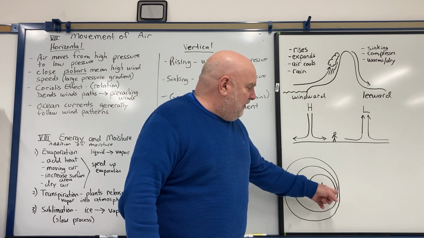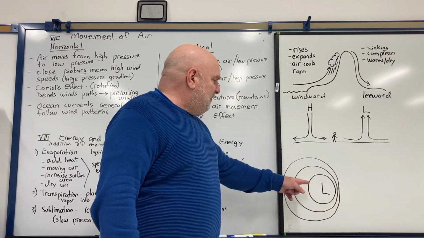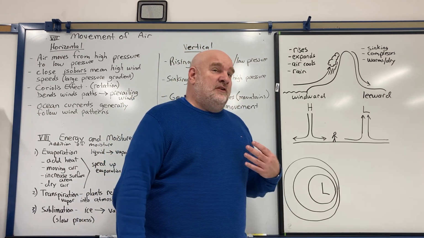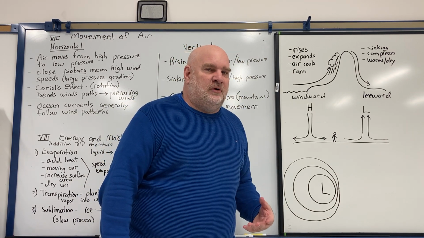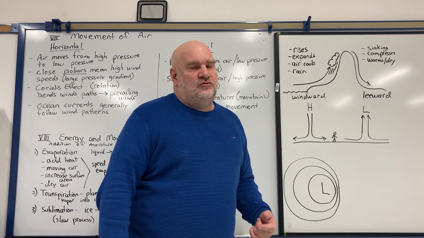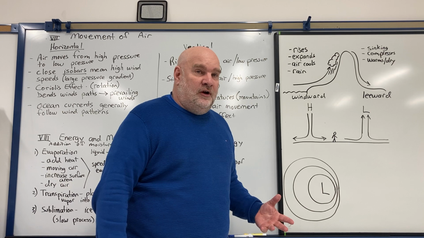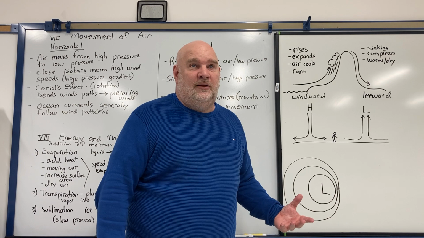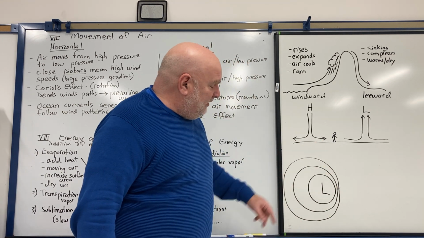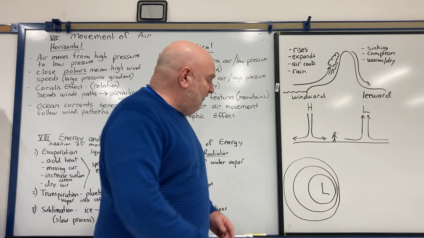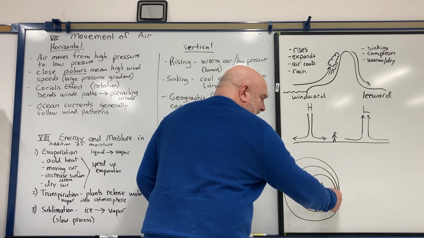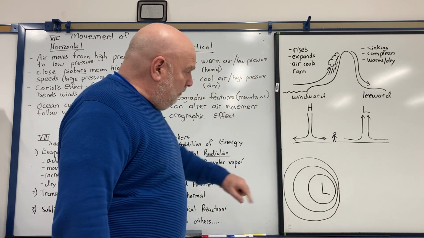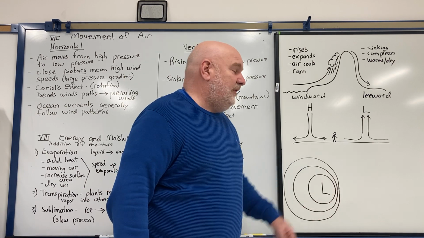If the lines are close together, that means there's a big pressure gradient. If the lines are farther apart, that means there's a small pressure gradient. The significance of that is if there's a big change in pressure over a short distance, then you have very strong wind speeds. If there's a small pressure gradient, represented by the lines farther apart, the wind speeds are going to be slow. So looking at my little map here, I can tell you right off the bat where the winds are going to be going the fastest. They're going to be going the fastest right there because the lines are closest together. So close isobars mean fast wind speeds.